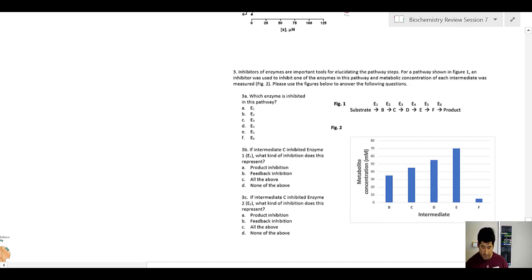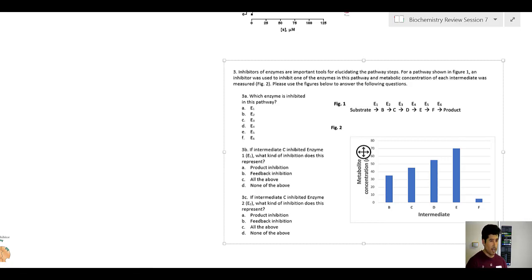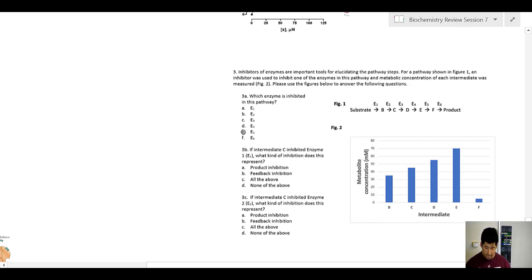So let's look at the concentration of B. We have a pretty good amount of it. C, we also have a pretty good amount of it. D, same. E, same. What about F? We don't have a lot of F, do we? So which enzyme is responsible for synthesizing product F? E5. So which enzyme was inhibited? E5. Does that make sense? Are there any questions about that?